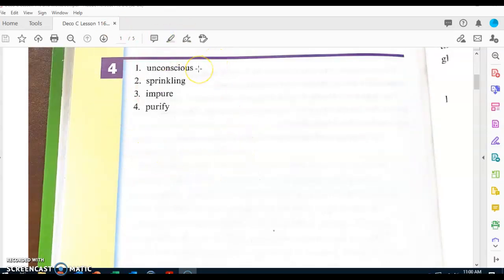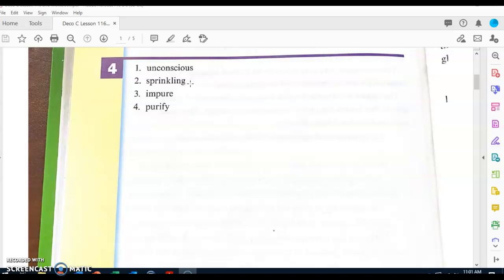We're going to talk about what those words mean. Word number 1, unconscious. When you are unconscious, you are asleep or knocked out. Everybody, what's another way of saying he was asleep? Get ready. He was unconscious. Number 2, what word? Sprinkling. What does sprinkling mean? Sprinkling means a spray or a light drip.